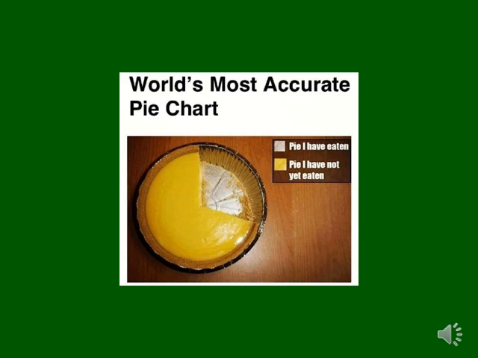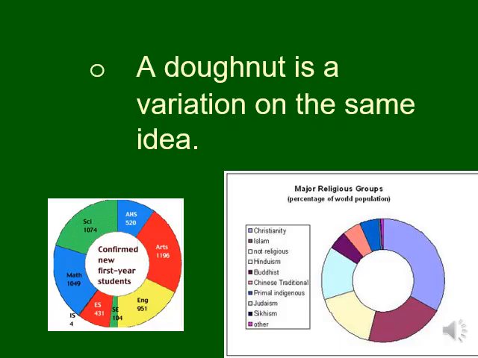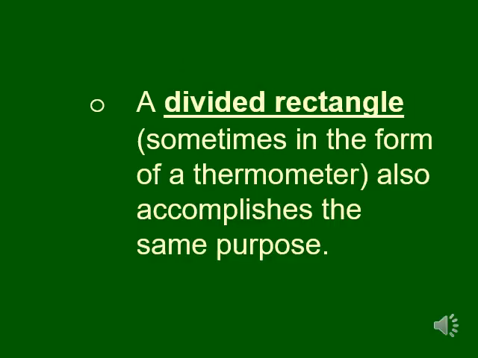And I kind of got a laugh out of this circle graph or pie chart because you sure can't argue with the pie I've eaten and the pie I've not eaten. There are some variations on that kind of show the same thing. Like sometimes we'll talk about a donut, which is literally just a circle with a hole in it, but it works exactly the same way as a circle graph. Another way we can show percentages is using what we call a divided rectangle or a thermometer graph, which basically just divides up a rectangle instead of a circle.